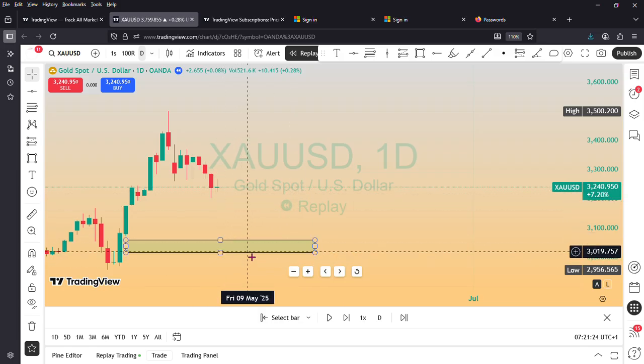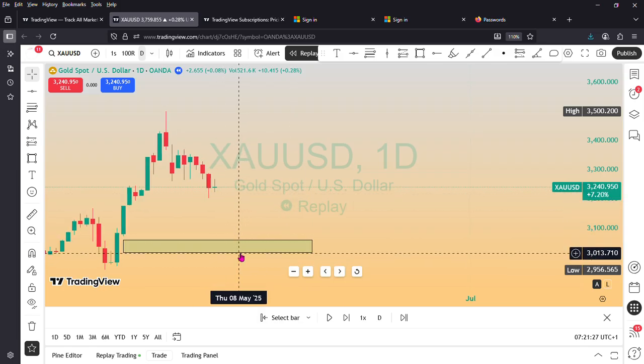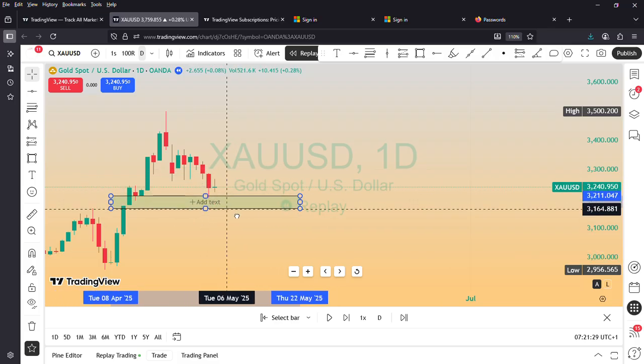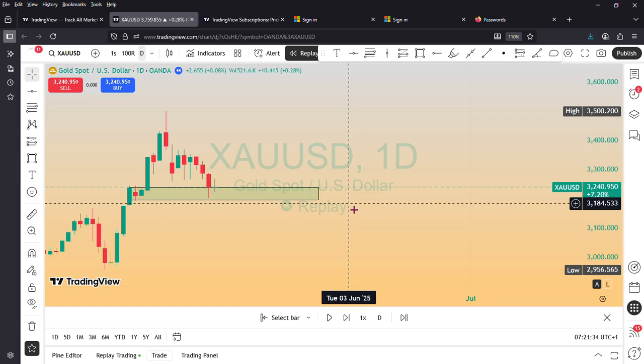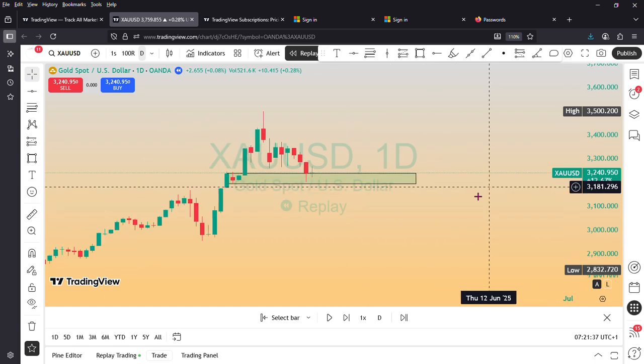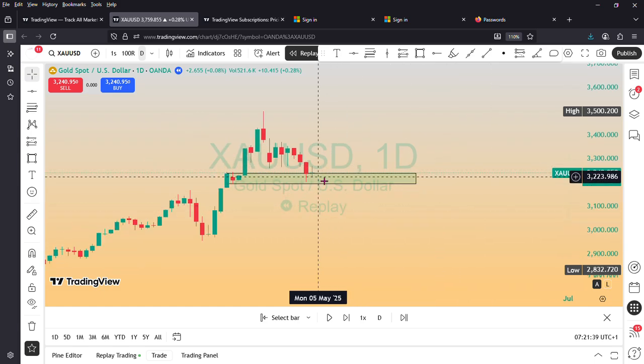So this doji candle forms at the area of what? At the area of our support zone. You can see that it forms at the area of our support zone. Now, you have to look for this at a higher probability trade, like at the higher time frame. This thing is the daily time frame. So you look for it at the higher time frame, like the daily time frame.